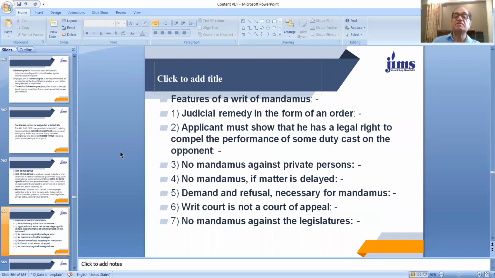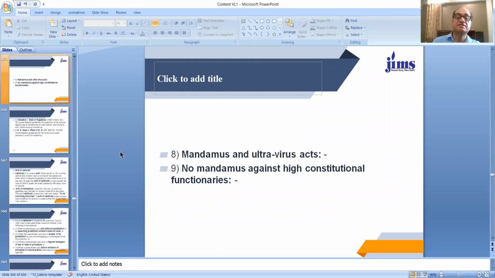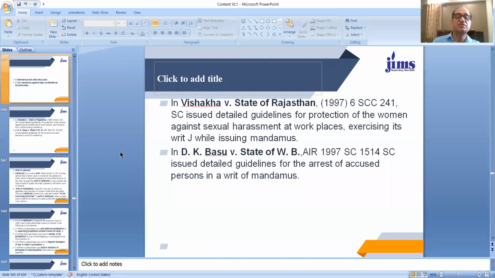Then we have certain features of mandamus, which we have already covered in previous lectures also. First, mandamus is a judicial remedy in the form of an order. Second, the applicant must show that he has a legal right to compel the performance of some duty cast on the opponent. Third, no mandamus against private persons. Fourth, no mandamus if the matter is delayed. Fifth, demand and refusal are necessary for mandamus. Sixth, the writ court is not a court of appeal. And seventh, no mandamus against legislatures. Then mandamus and ultra vires acts. And the last point, no mandamus against high constitutional functionaries.